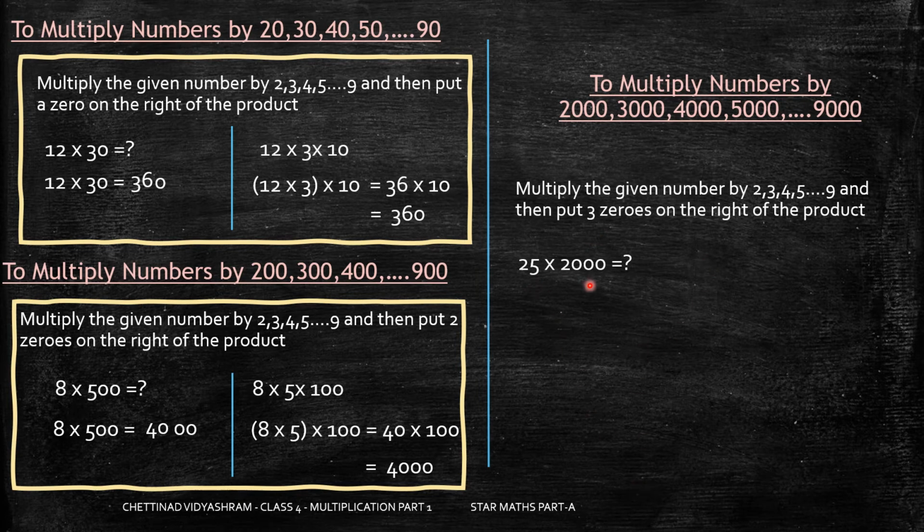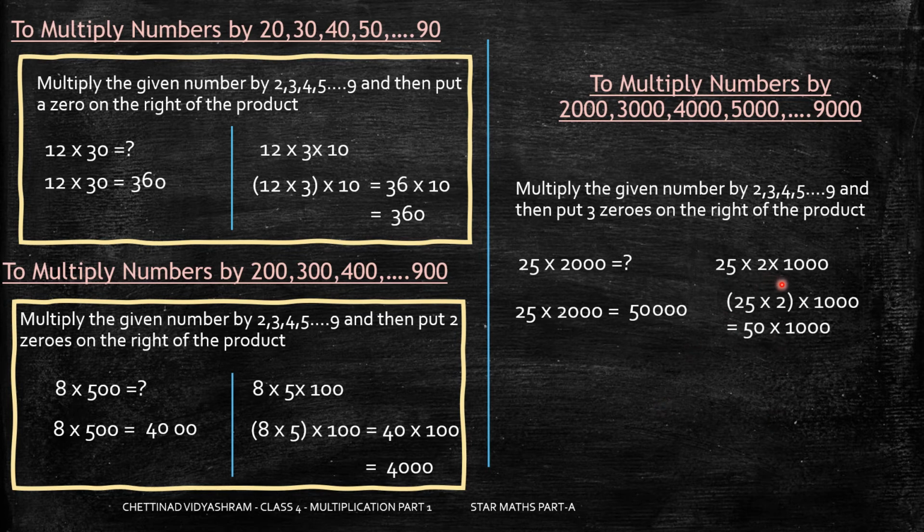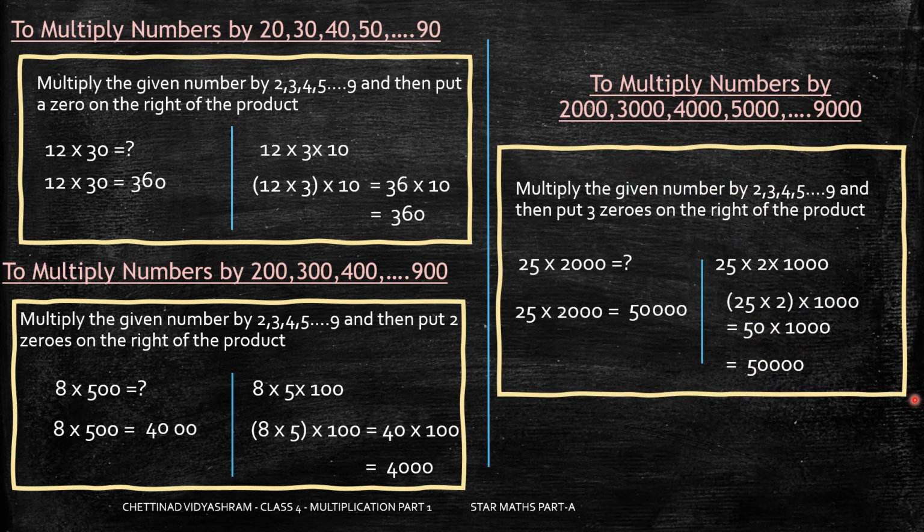Example, 25 into 2000. So let us multiply the numbers first. 25 into 2 gives you 50. And if you add 3 zeros to the right of the product, it will make 50,000. Right? And another way of writing is 25 into 2 into 1000. So 25 into 2 is 50, into 1000, 50,000. Understood clearly?